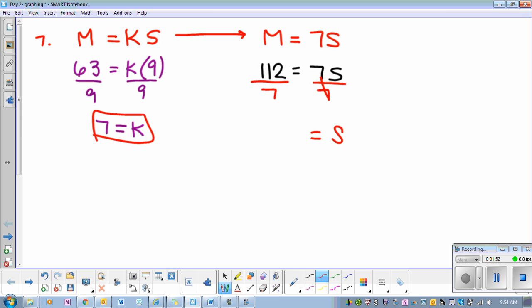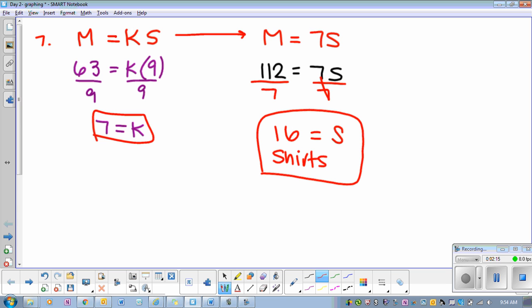They are multiplying here, but in order to see what that S is, you gotta get rid of that 7. So you have to divide it out. Right? So what's 112 divided by 7? So that one should be 16. 16. I stopped after I got 112. So, 16 shirts.